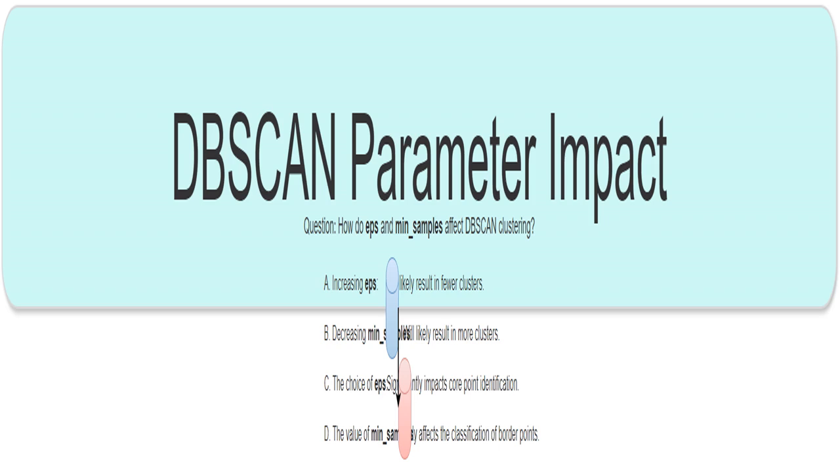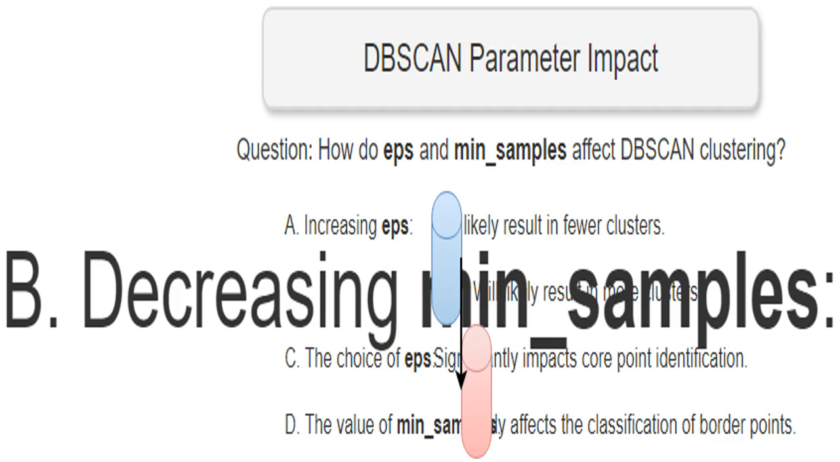the clustering results. dbscan, or Density-Based Spatial Clustering of Applications with Noise, is a powerful clustering technique. We'll see how eps and min_samples are key to its functionality. Let's explore this next. If I reduce the minimum samples needed to form a cluster, I'll get more clusters. Think of it like this. If you need fewer friends to be considered part of a group, you'll have more smaller groups overall.